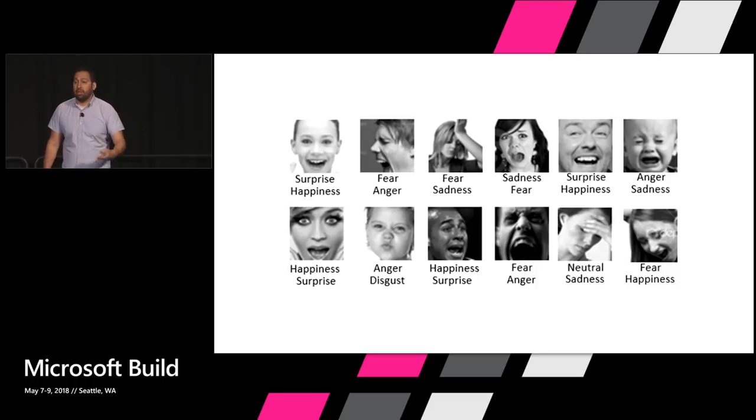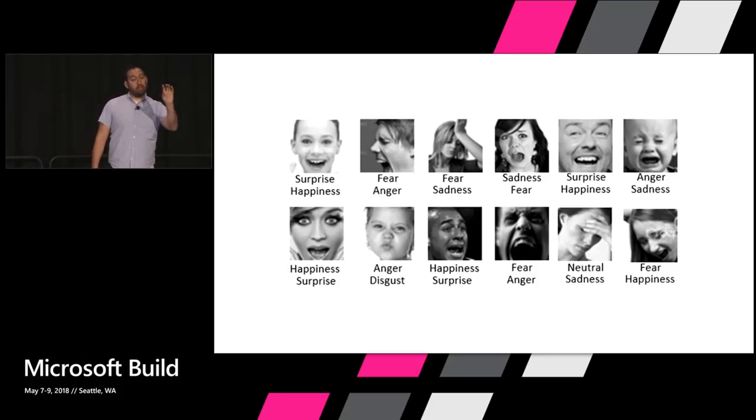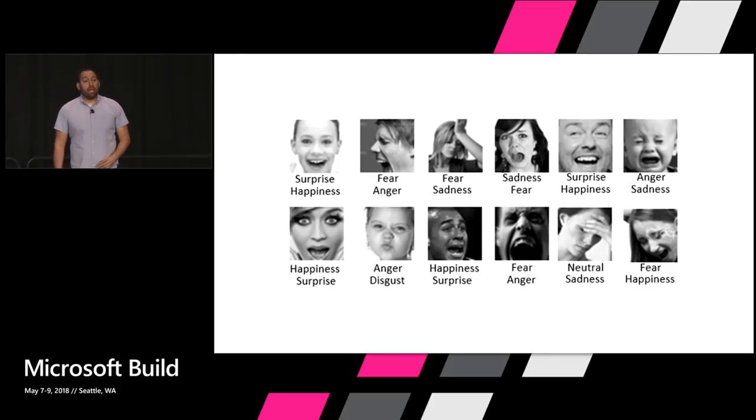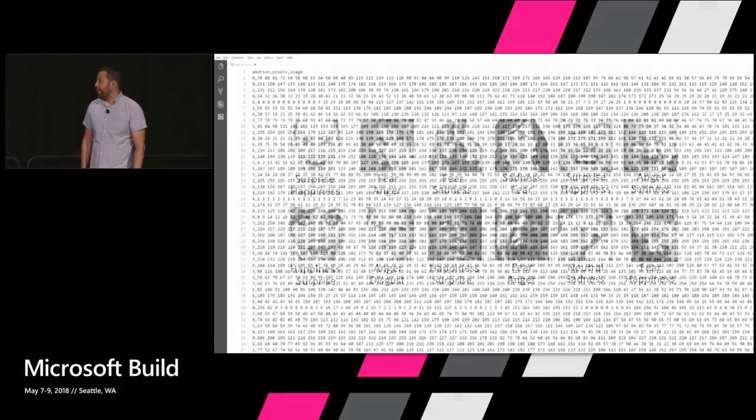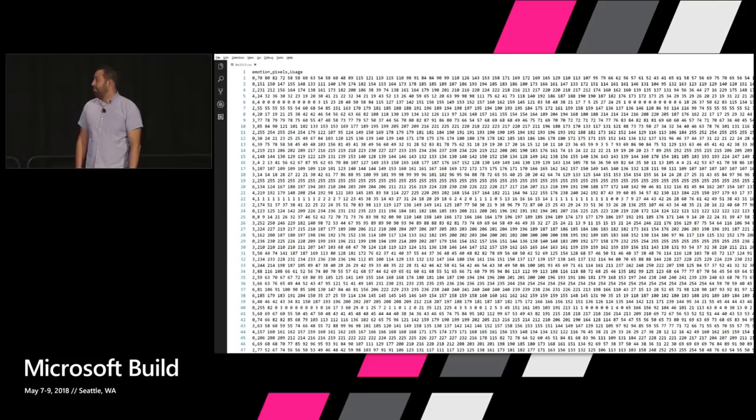We give it a lot of pictures of examples of emotions. And we say, this picture is surprise and happiness. This one's fear and anger. The computer sees something like this. That's really ugly, Seth. Yeah, I know. It's like the Matrix. And we zoomed out on purpose.